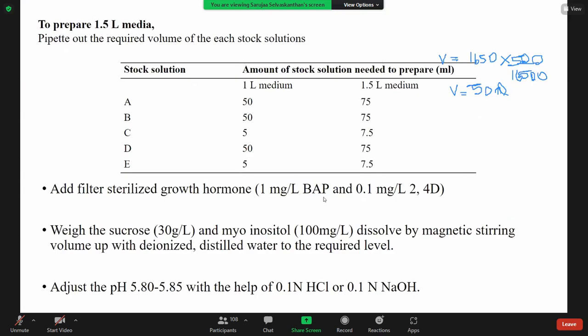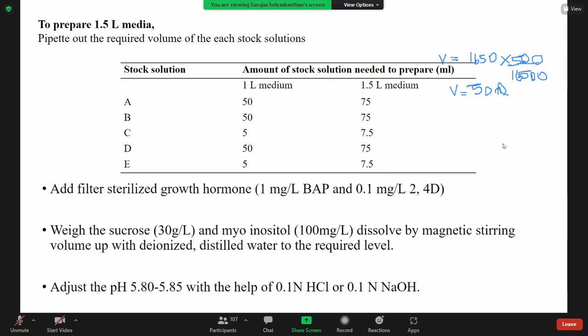Same as BAP 240 also. Normally we prepare 10 milligram. 10 milligram we take and make it 100 milliliter, so 100 milliliter BAP 240, right? So that is the stock solution. So if we are preparing 1 liter or 1.5 liter medium, how many milliliter of BAP stock we have to pipette out? We have to calculate that one also, right? And then now we prepare the media.